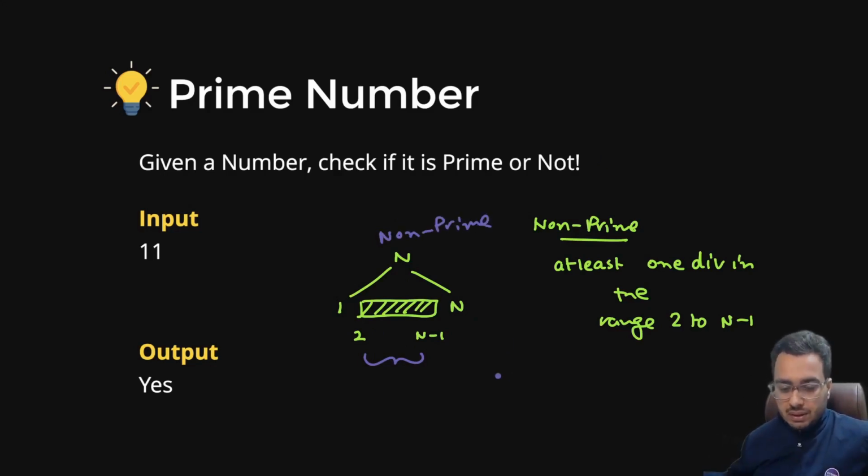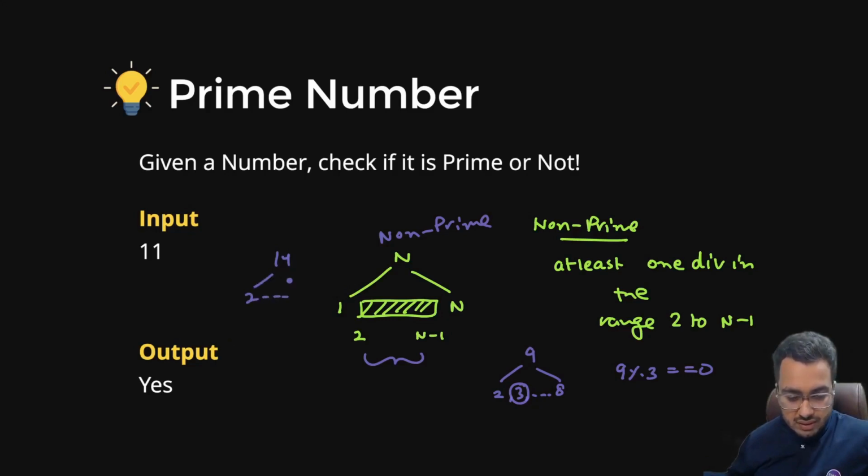For example, the number 9 has a divisor in the range 2 to 8, and the divisor is 3. So 3 divides 9, so you can say 9 modulus 3 is 0, hence 9 is a non-prime number. Talk about the number 14, so 2 divides 14, hence this is not prime. 7 also divides 14, but we need to find only at least one divisor. One divisor is sufficient to prove the number is not prime.